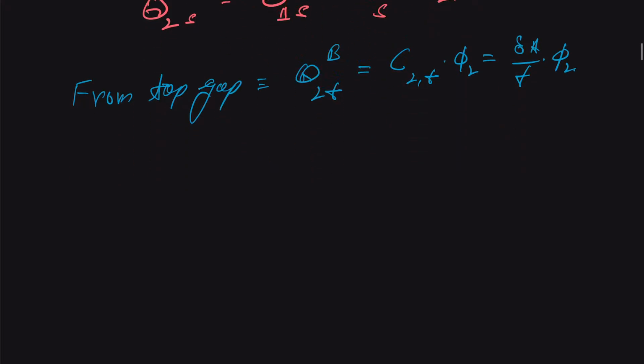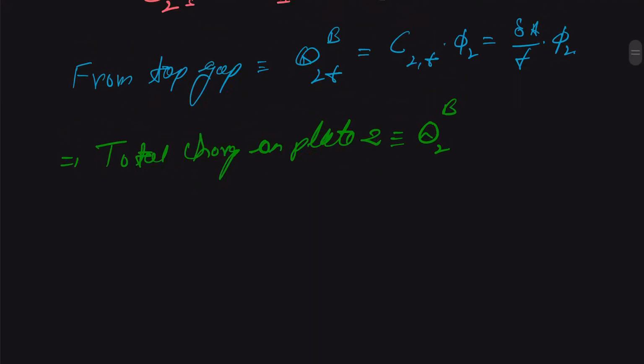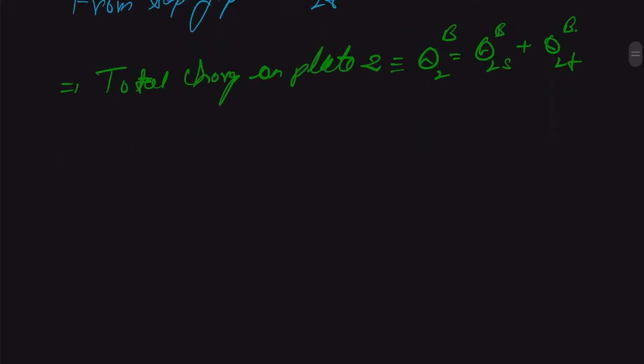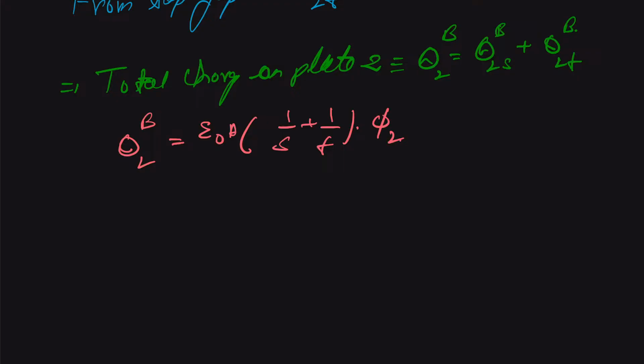Therefore, the total charge on plate 2, which is Q2 part B, will be equal to Q2 distance S part B plus Q2 distance T part B. Therefore, we get that Q2B will be equal to epsilon A times 1 over S plus 1 over T, times phi 2. So we were able to find the respective charges on this.